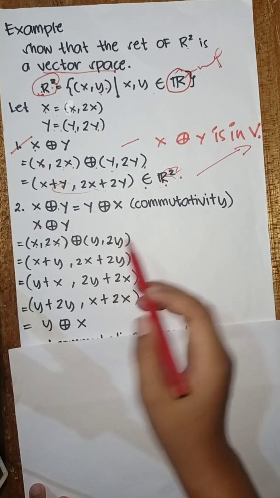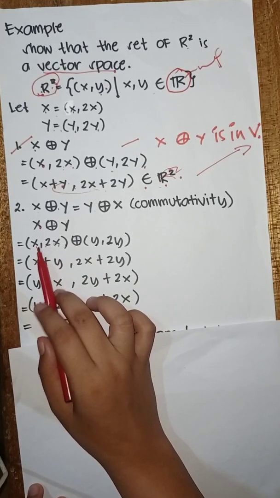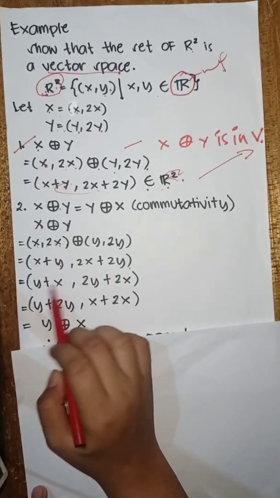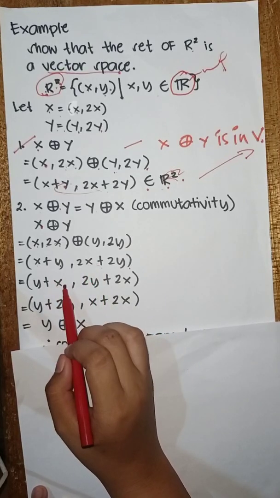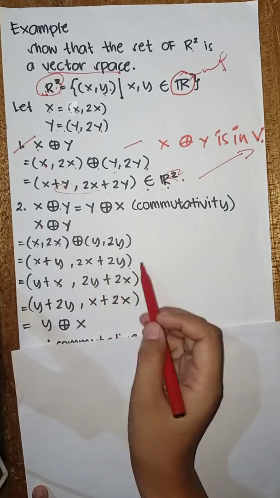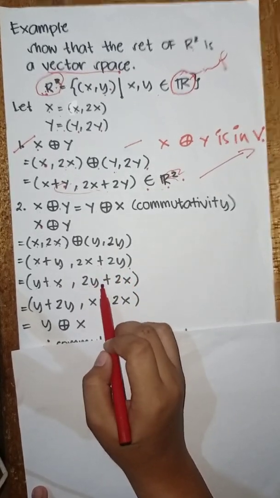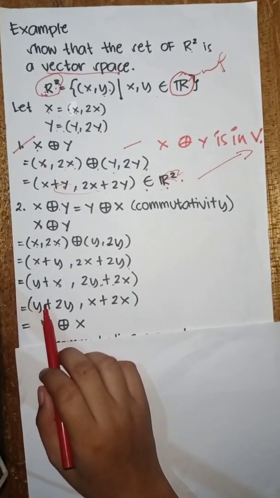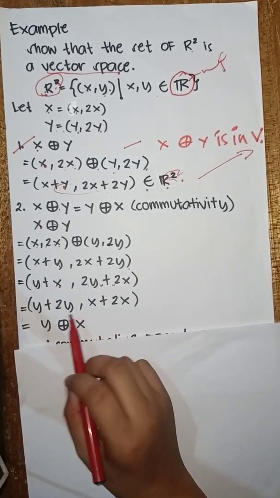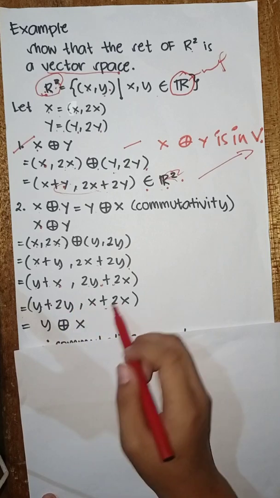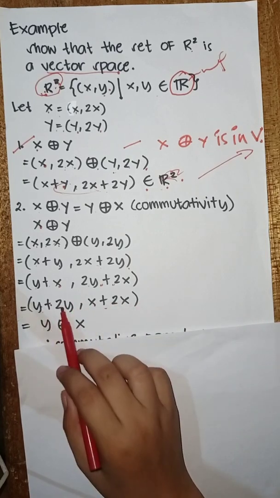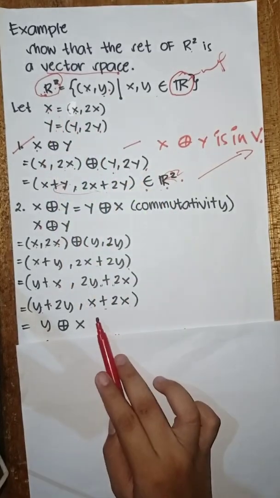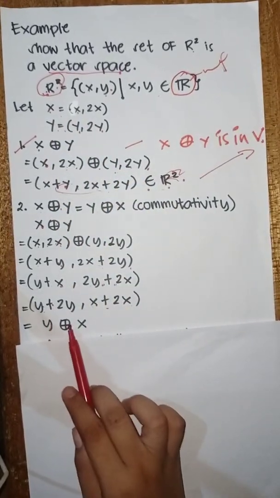So, again, let's add the first coordinates of each ordered pair. We have x plus y and 2x plus 2y. Since x plus y and y plus x is the same, we can change their position. So we have now y plus x, as well as the second coordinate, we have 2y plus 2x. So now we have y plus x and 2y plus 2x. As you can observe, x plus y is the same as y plus x.